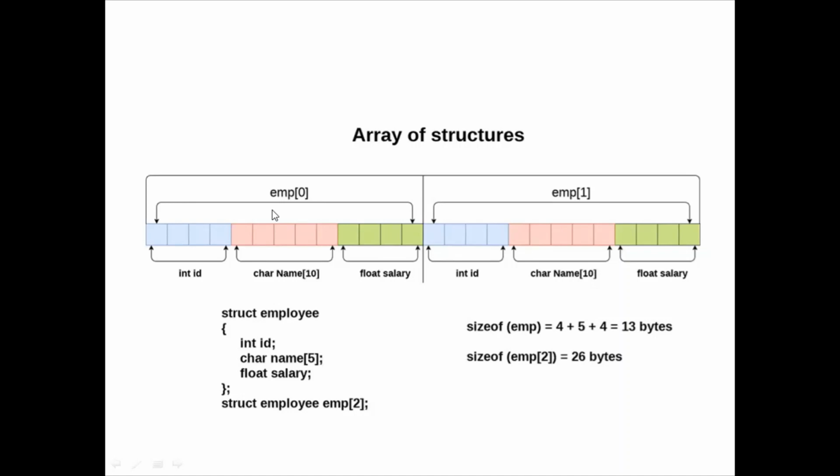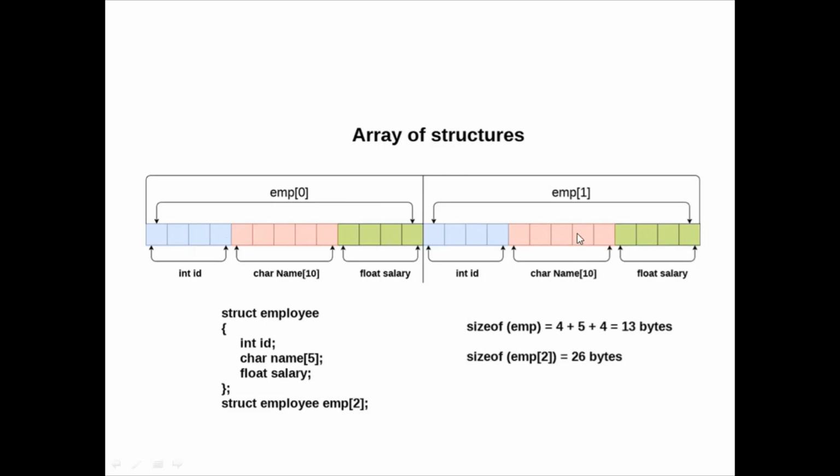From this structure, if you want to access the ID, we specify emp[0].id. We are going to get this information. If you want to get the first employee's name, we write emp[0].name. We are going to get this information. If I want to get the salary, we have to specify the index as 0, emp[0].salary. So we are going to get the first employee's salary.